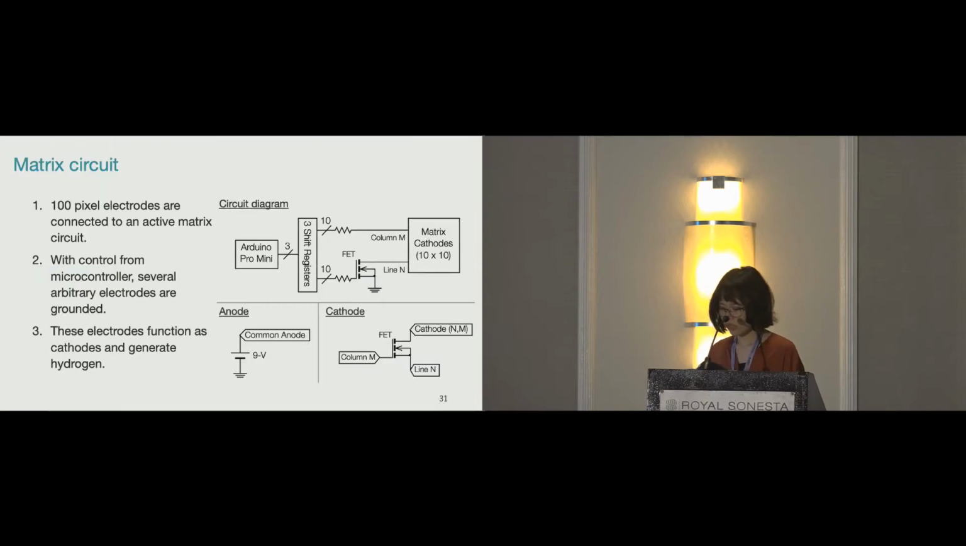In this research, we used the active matrix method for the matrix circuit. So, each pixel has an FET. 100 pixel electrodes are connected to an active matrix circuit, and several arbitrary electrodes are grounded with the controls from Arduino microcontroller board. Since the grounded electrode functions as a cathode, hydrogen is generated from that electrode. The generated hydrogen rises towards the wall surface and forms white fine bubble cluster. In this way, any pattern can be displayed in hydrogen bubbles.